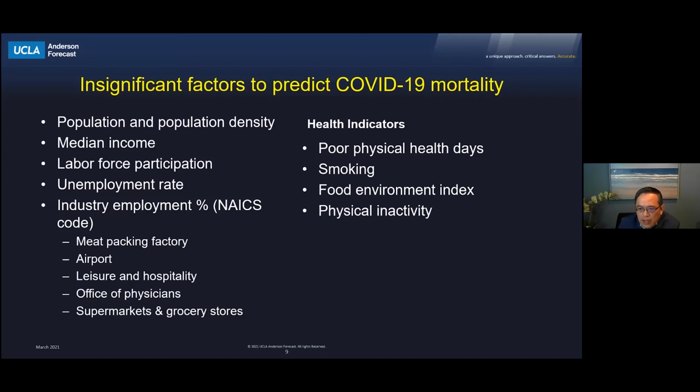Airport, leisure and hospitality sectors, not significant. Office of physicians, which I believe represent the healthcare resources, not significant. Supermarket, grocery stores, not significant. So on the right, health factors such as poor physical health days, smoking, food environment index, physical inactivity, all these are not significant predictors for COVID-19 mortality, at least in our data sample.